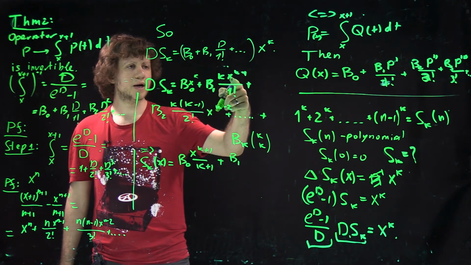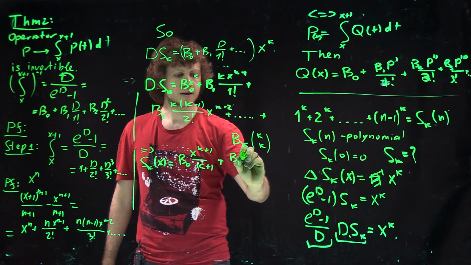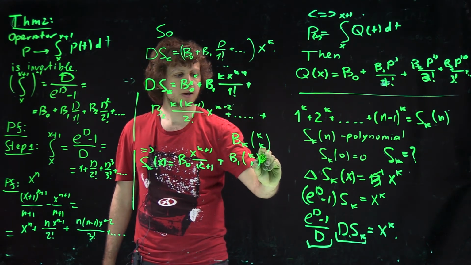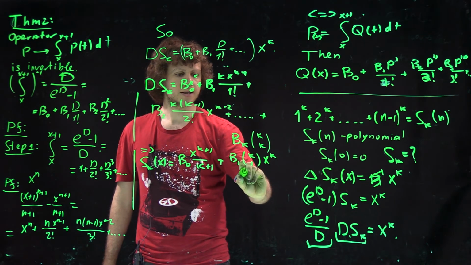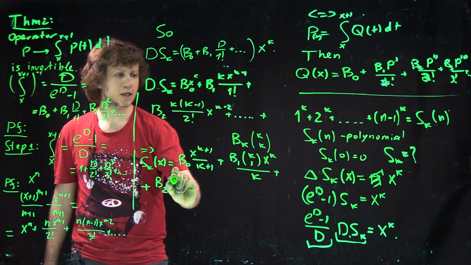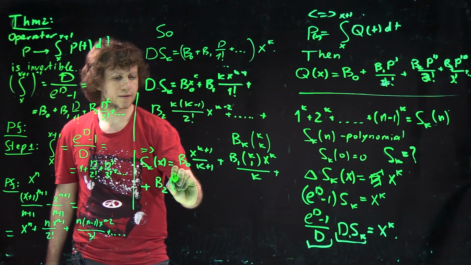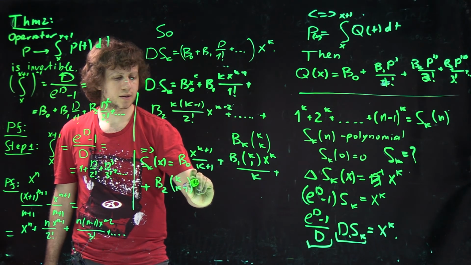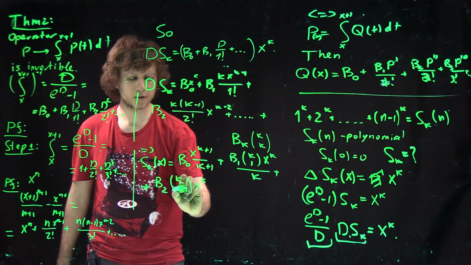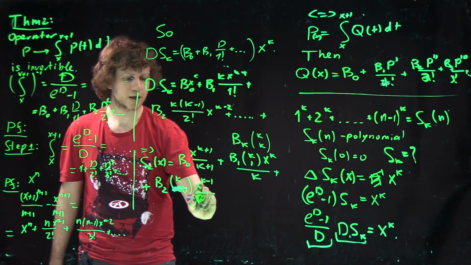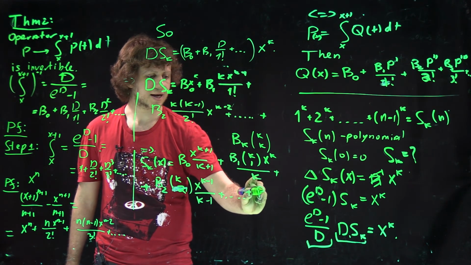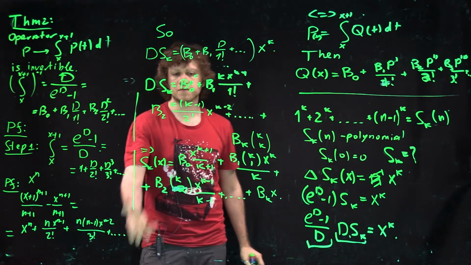Then, okay, so I have here k choose 1 times the integral of x power k minus 1, x power k divided by k, plus b2 times k choose 2, x power k minus 1 over k minus 1, and so on, up to bk x. So this is the formula, that's the end.